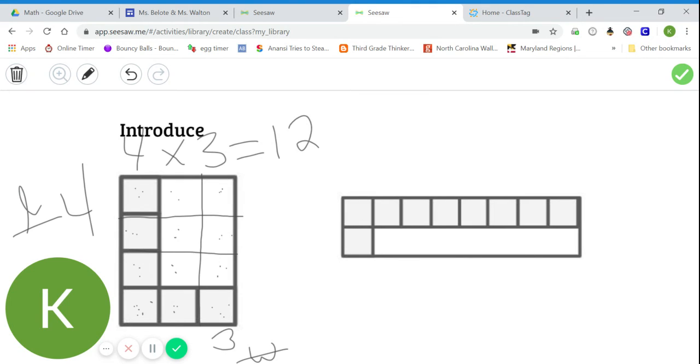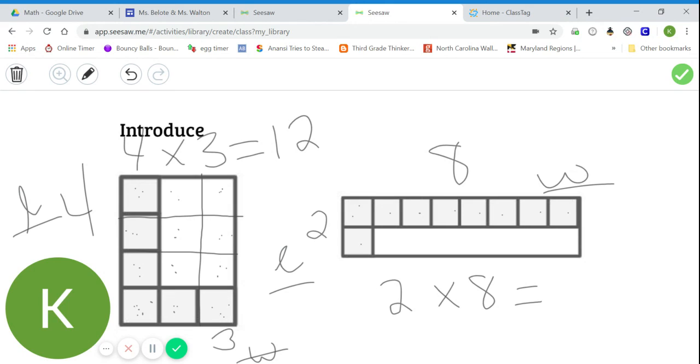Let's try it with another shape. 1, 2. My length on this shape is going to be 2 units. 1, 2, 3, 4, 5, 6, 7, 8. My width is going to be 8 units. So once again, I can find the area by doing 2 times 8, since length times width equals area. 2 times 8 is 16. So my area should be 16 unit squares.